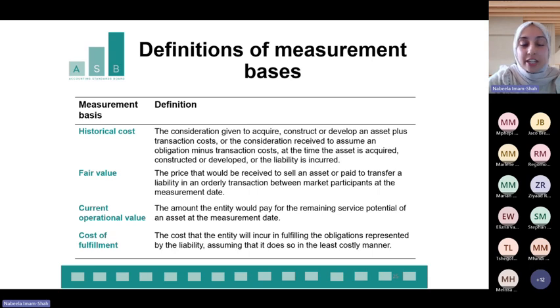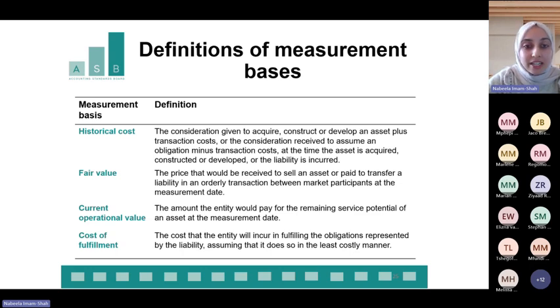Okay, let's look at the definitions of the measurement basis. The conceptual framework and IPSAS 46 define the measurement basis as follows. Looking first at historical cost. This is the consideration given to acquire, construct, or develop an asset plus transaction costs, or the consideration received to assume an obligation minus transaction costs at the time the asset is acquired, constructed, or developed, or the liability is incurred.